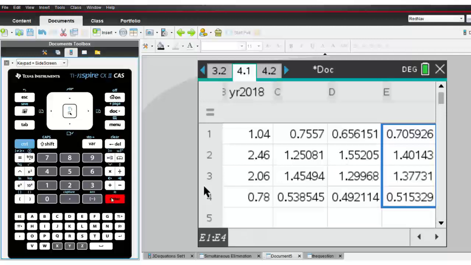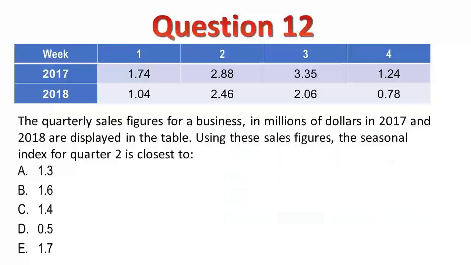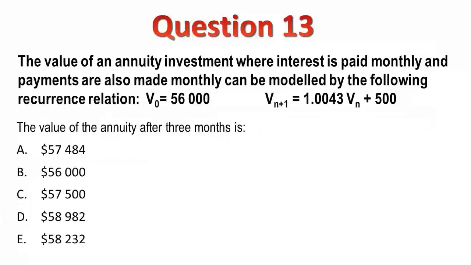Now we need the seasonal index for quarter 2, so that's a value of 1.4, which I believe is option C. Okay, question 13. The value of an annuity investment where interest is paid monthly and payments are also paid monthly can be modelled by the following recurrence relation. We see the initial deposit, V0, is $56,000, and we need to find the value of this annuity after 3 months. So we can do this directly in a calculator application.